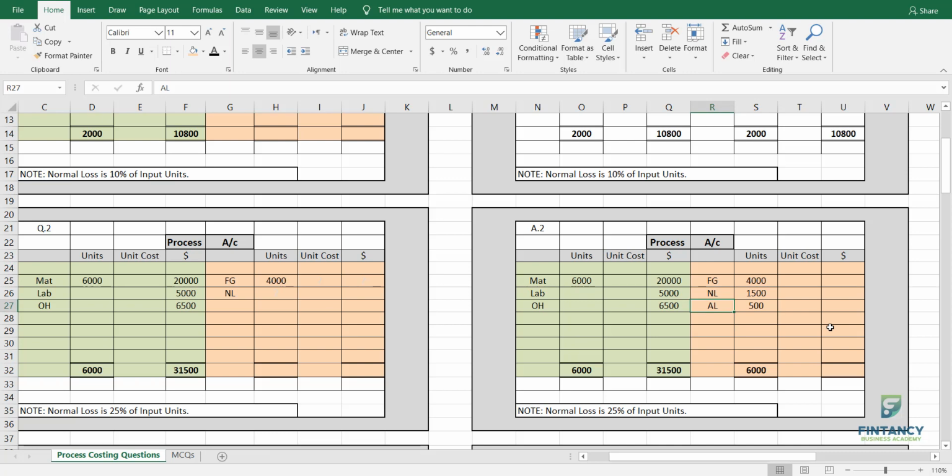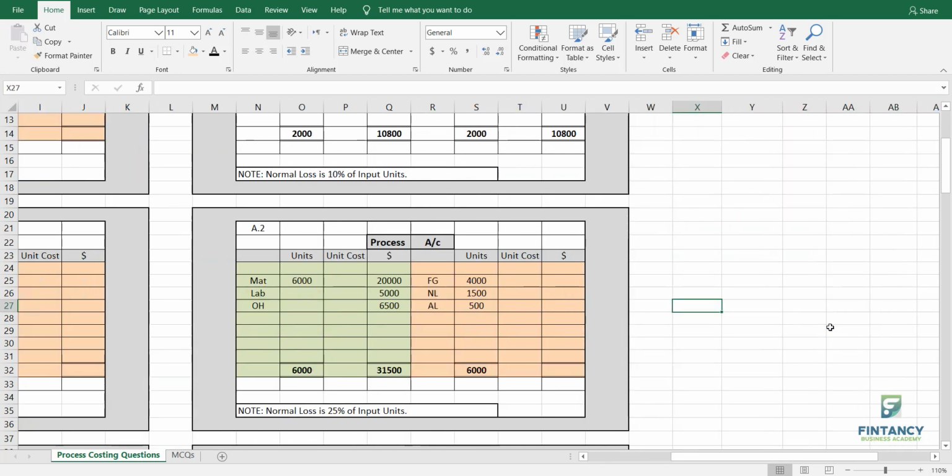Okay, because total loss is how much overall? See, input was how much? 6,000. Output is how much? 4,000. It means the actual loss is 2,000. But how much is the normal loss? 1,500. So the remaining is 500, which is called abnormal loss. This is more than my expectation. Okay, so you need to remember this thing here I am writing for you. Abnormal loss is not charged to the customer, right? Abnormal loss is not charged to the customer. You have to charge it to your income statement.